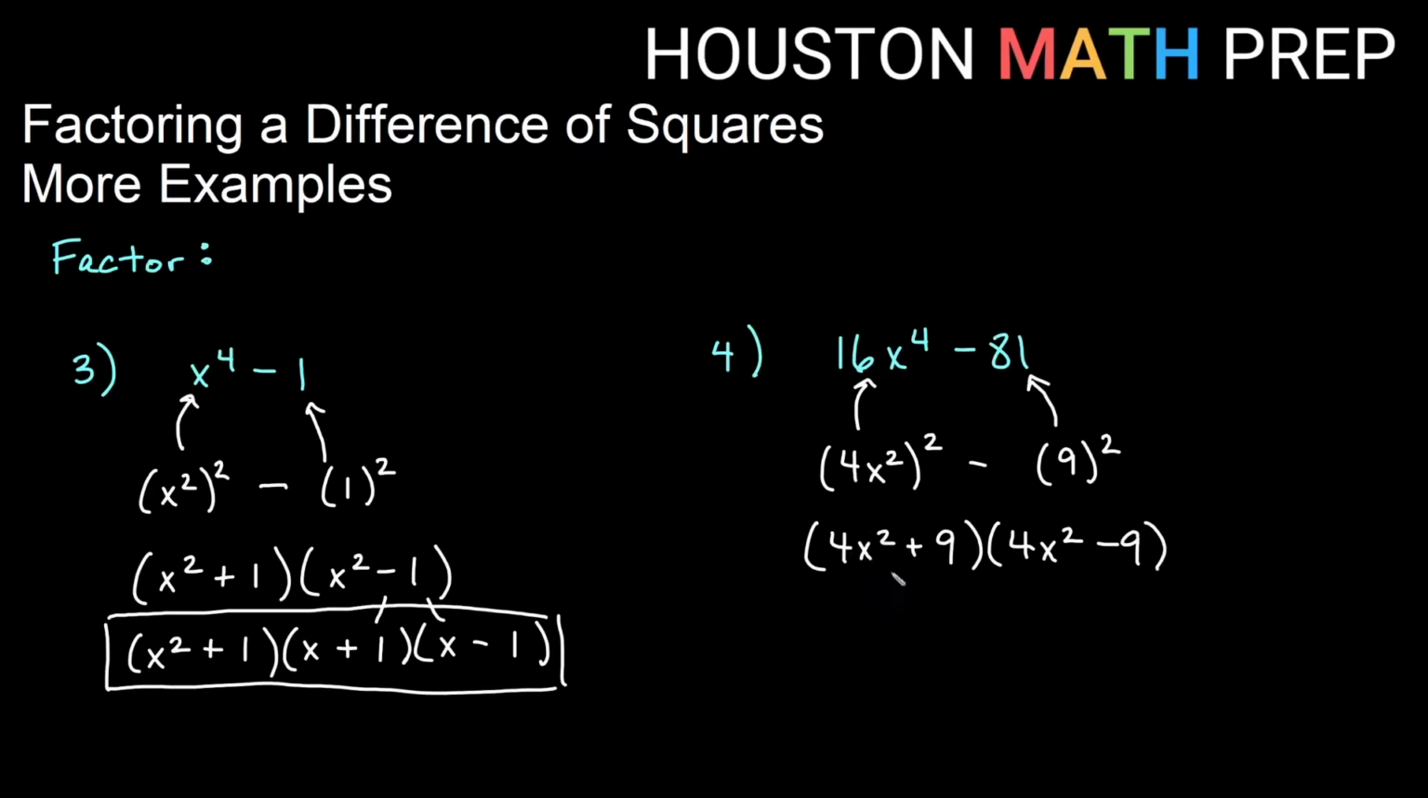This is a sum of squares, which does not factor, but you may notice again that this second factor is still a difference of squares. 4x squared here, this is 2x times 2x, and this is 3 times 3. So we keep the sum of squares, which does not factor. And this becomes 2 separate factors, 2x plus 3, and 2x minus 3.